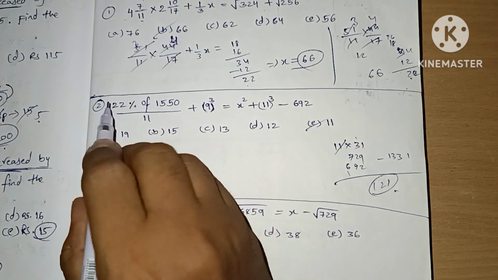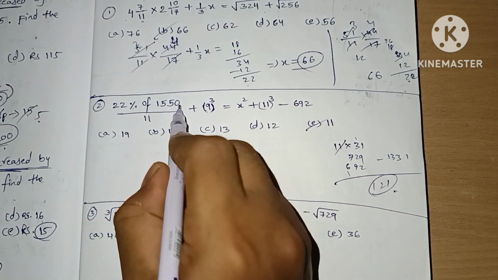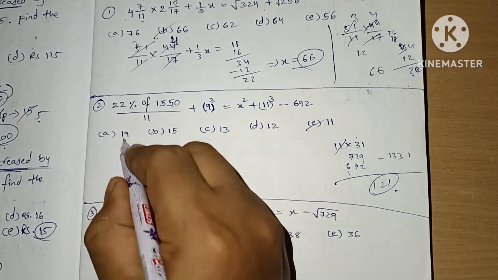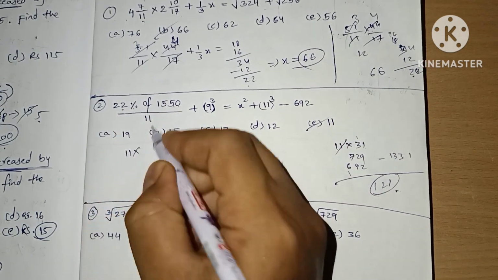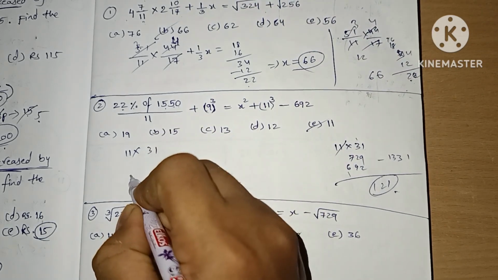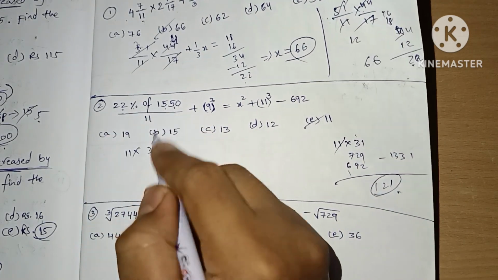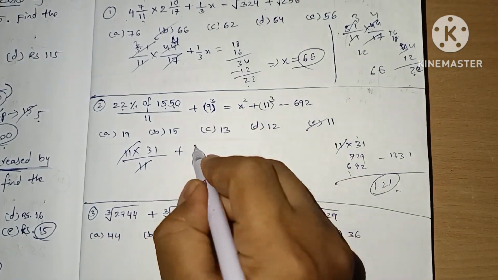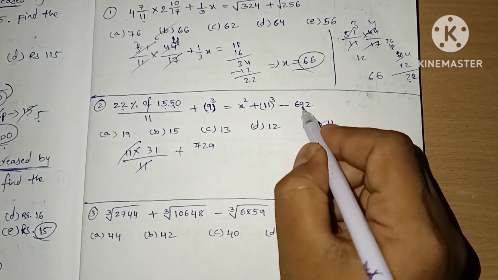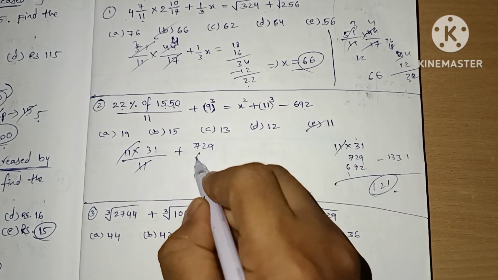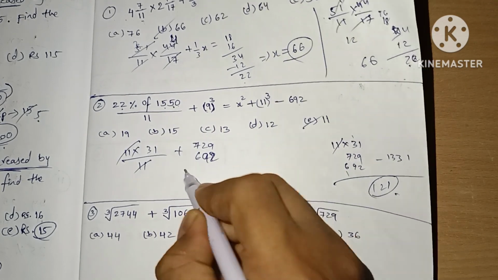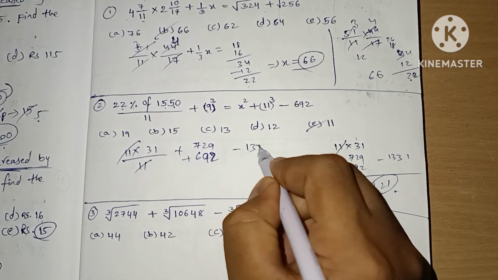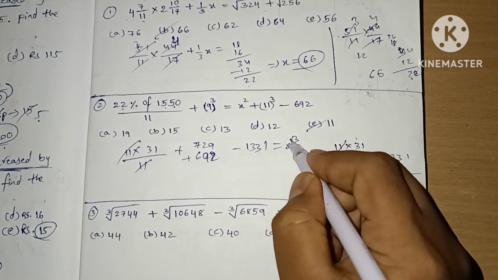How I approached it is, here I see a percentage, a single zero, a 2 multiple and 5 multiple. For this condition, how I do it is 2 is 11 times, 5 is 31 times. The value for this one will be 11 into 31 divided by 11. 11 and 11 cancel. Here 9 cube will be 729. This minus 692 comes this side with 692 positive, and this comes this side with negative 1331 equals to x cube, x square.